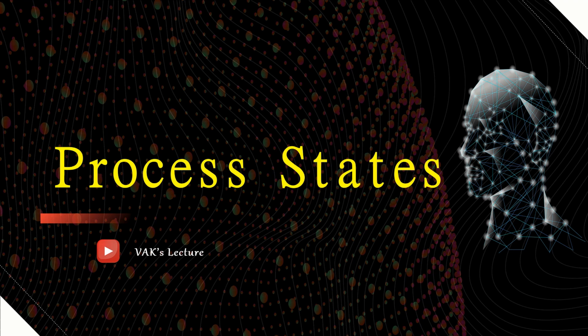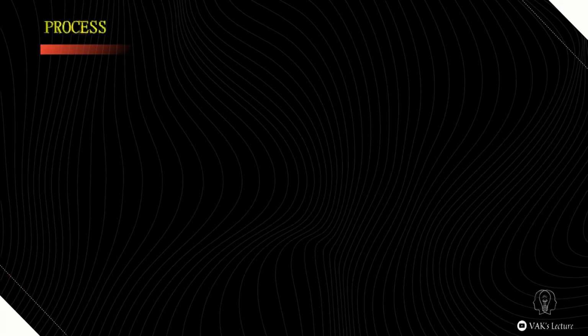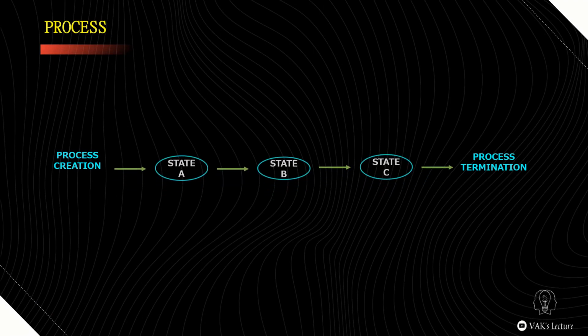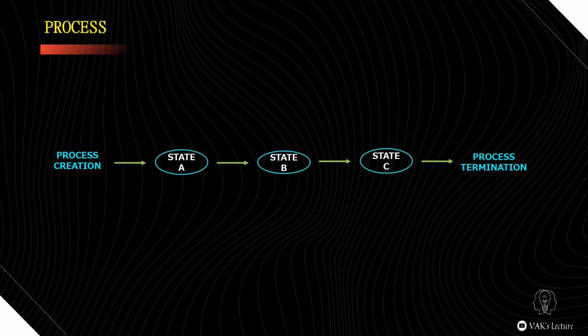Today in this video, we will see about process states. The process, right from when it is created until it is terminated after execution, goes through various states. We are going to study these states and how and why the process transits from one state to another.